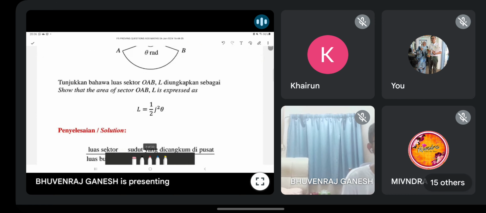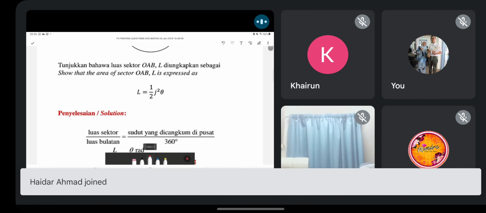This is the second one. Okay, so for this one is to prove the area of sector. So area of sector is half j square theta.